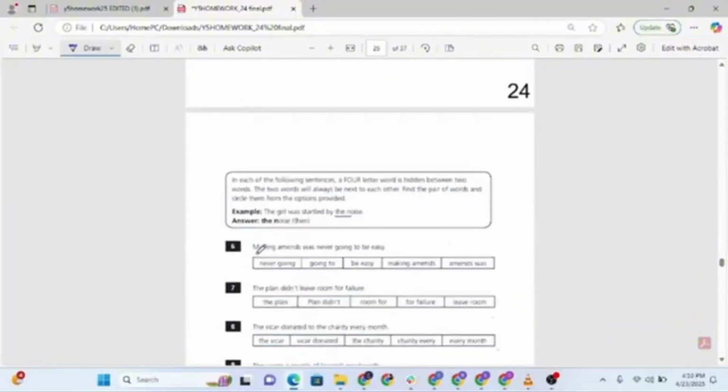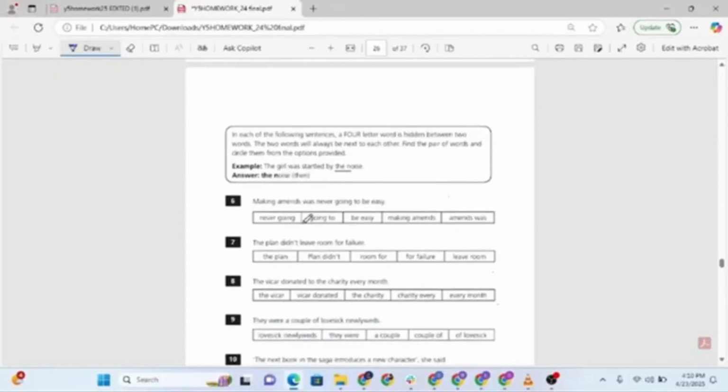In each of the following sentences, a four-letter word is hidden between two words. The two words will always be next to each other. Find the pair of words and circle them from the options provided. Example, the girl was startled by the noise. Answer, the noise then. Question 6.